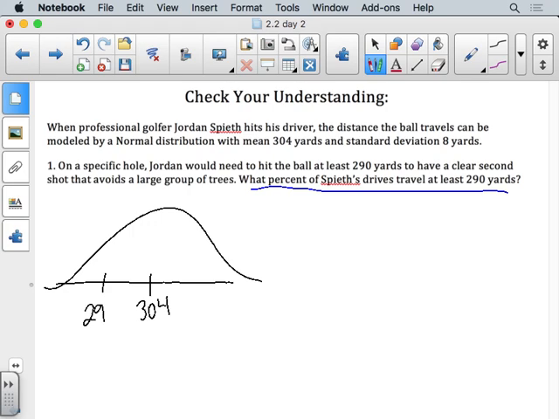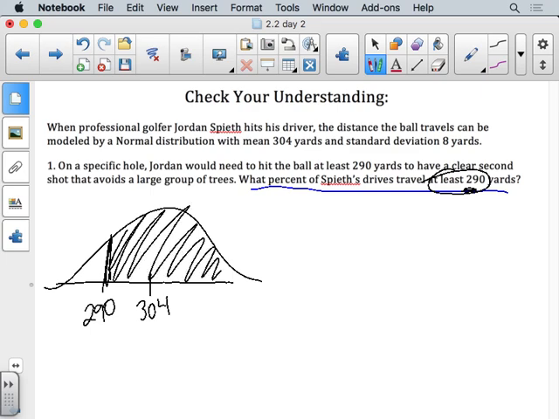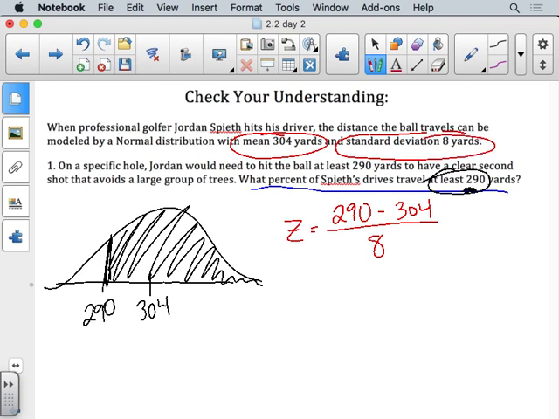Okay, so he's at 290 over there, and we're wanting at least 290. So that is the smallest value that I want to accept. So what we're looking for is this shaded area, all of that. So it should be a pretty big number. It's going to be bigger than 50 for sure. So the first step is I need to know what z-value that is. So you do 290 minus 304, divided by 8, because I had a mean of 304 and standard deviation 8. So I think that's negative 1.75.